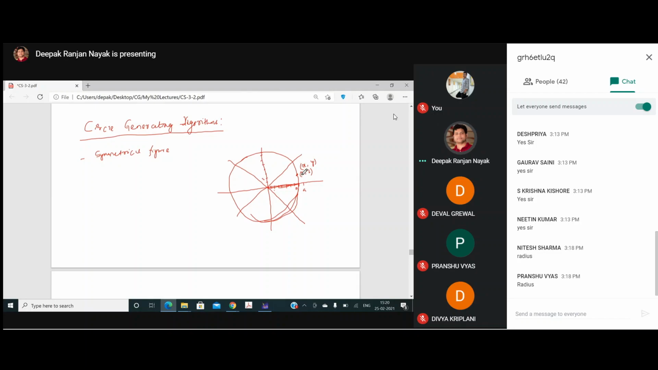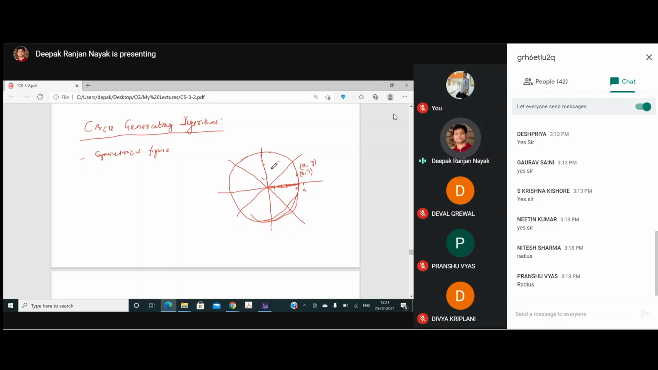So if point 1 is calculated at any point of time, by means of any circle generating algorithm, you got this point, right? So you can find 7 more points with the help of reflection and symmetry property. So who can say what those are? 8, 2, 2, 8 here, right? 2, 8. So this will be the second point.